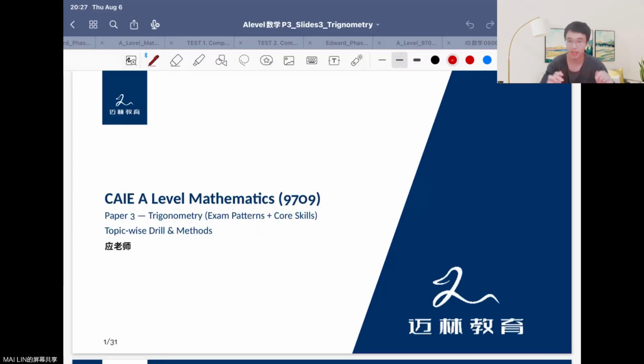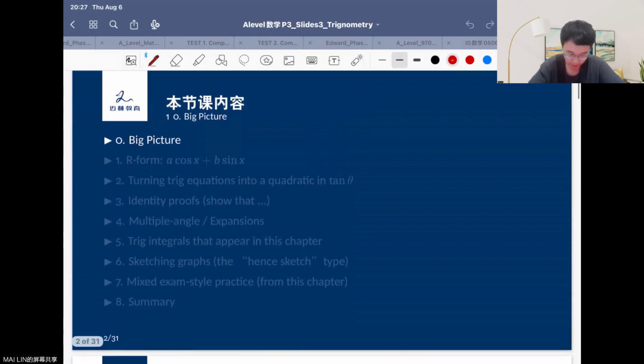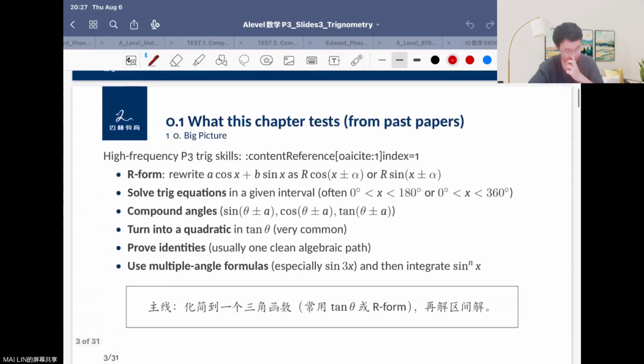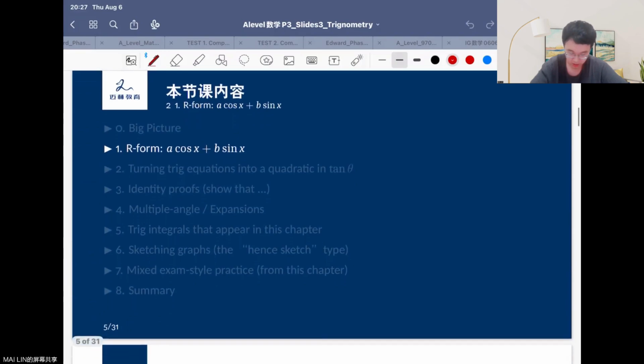We are learning about trigonometry in the level P3. So that's the first part, about the big picture. Here we are talking about R forms, solving equations and compound angles, which also turn into quadratic problems, proving identities problems, and lastly multiple angle formulas. Last time we moved to the first part, about the R forms.